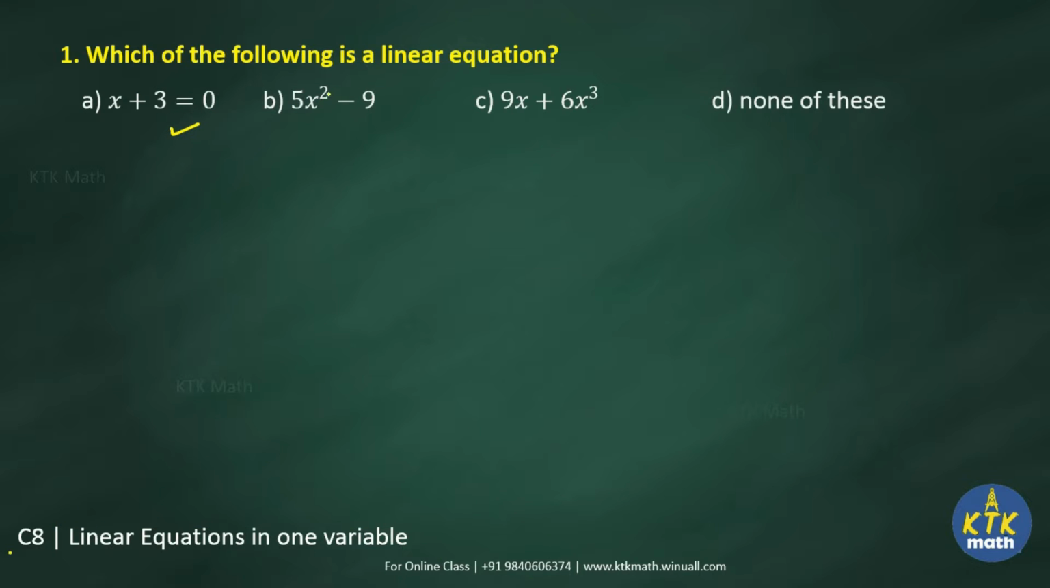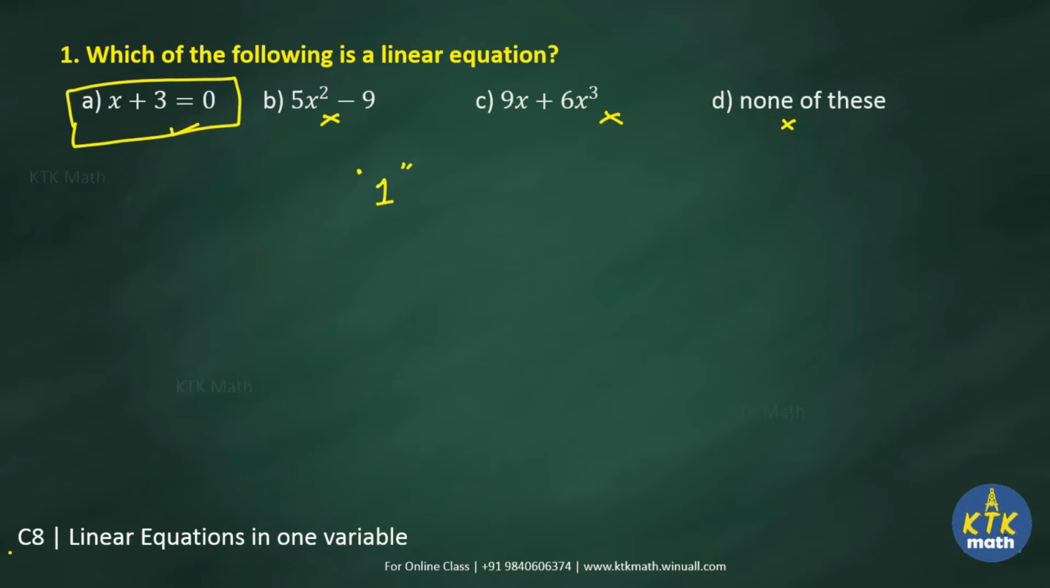And here x power 2 is given, which is not. Here x power 3, which is not. None of these. Therefore, the first question is a very simple one. You are just identifying among the equations which one is a linear equation. Okay, so keep that in mind. Variable power must be 1. Only then is that particular equation called a linear equation.